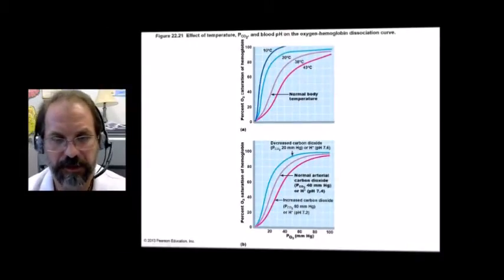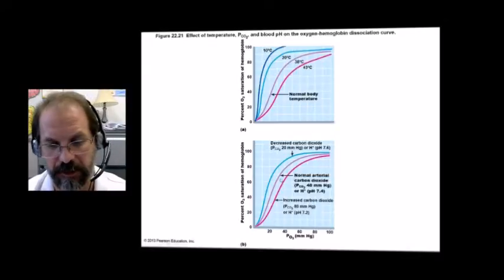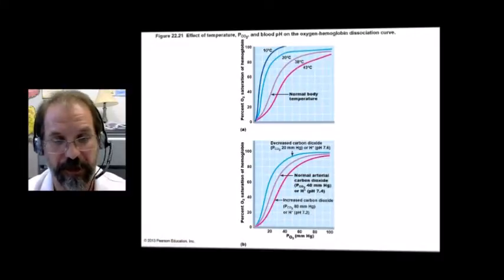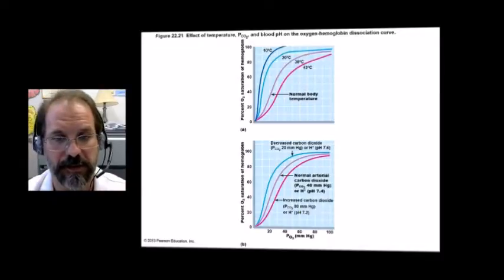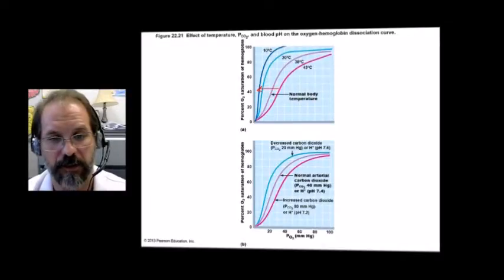All right, so we were just discussing the factors that shift the hemoglobin association curve either to the right, favoring unloading, or to the left, favoring loading. And we said, as this graph here shows us again, just to reiterate, that factors such as decreasing temperature, increasing pH, and decreasing CO2 levels all shift the curve to the left. And that is what we want to favor in the lungs.